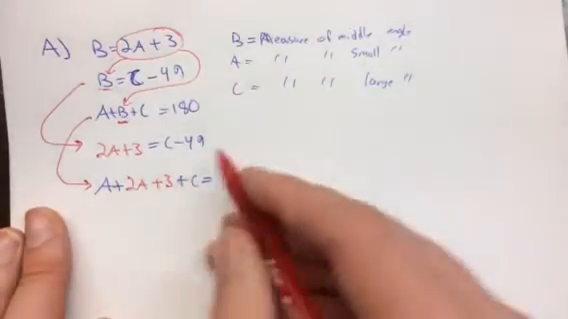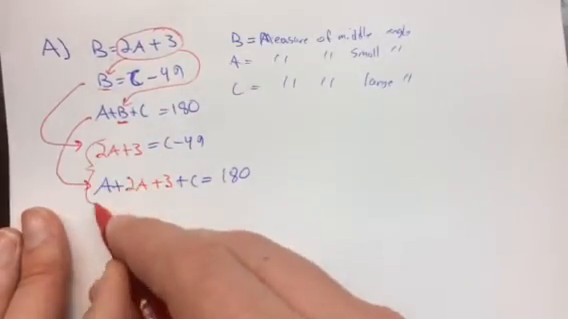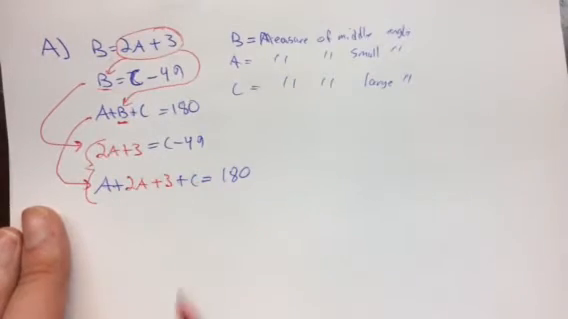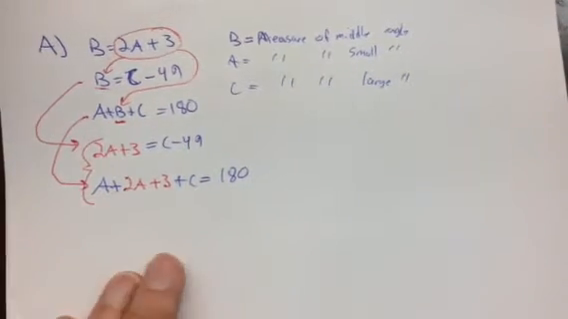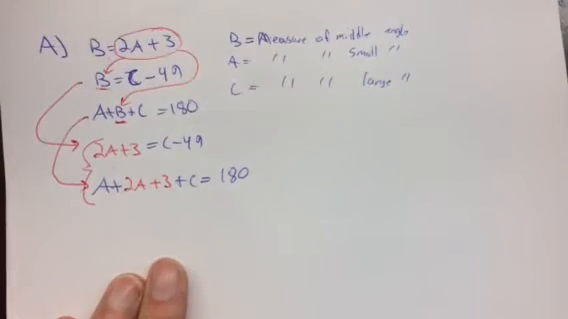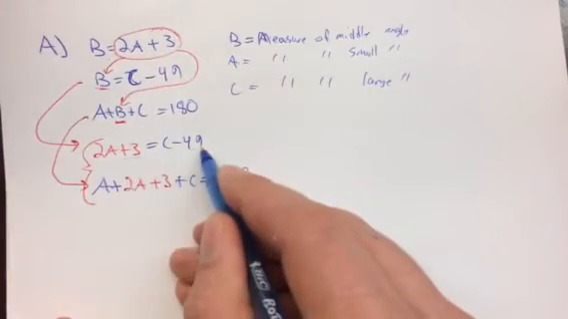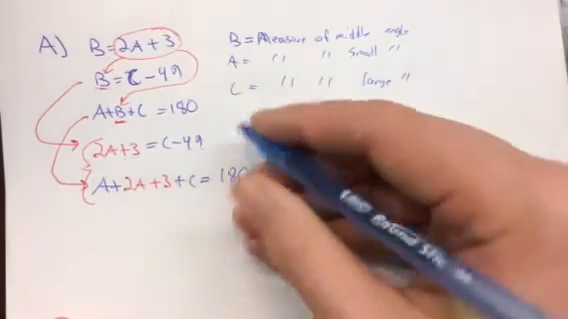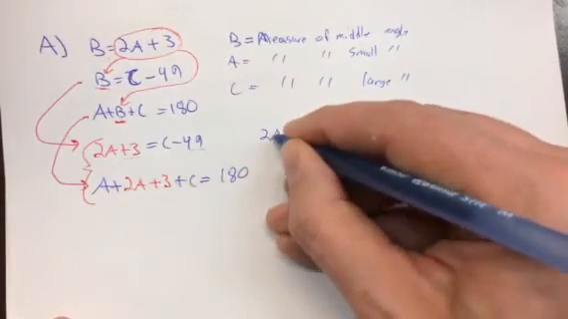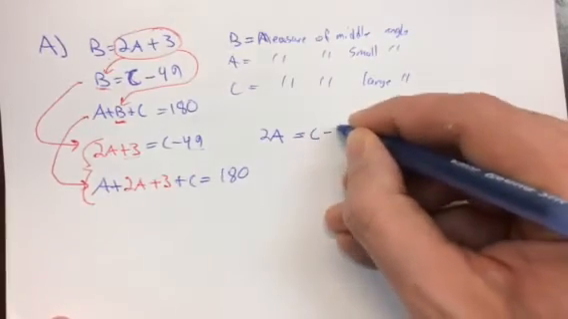And now look, we have two equations, as promised, with only a's and c's in them. And so this is actually an Algebra 1 level problem now. We're going to start by simplifying a little bit and combining like terms. There's two constants here, so I'm going to subtract 3 on both sides to get 2a equals c minus 52.